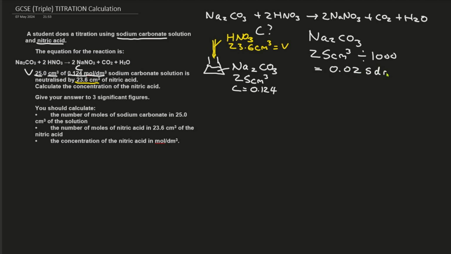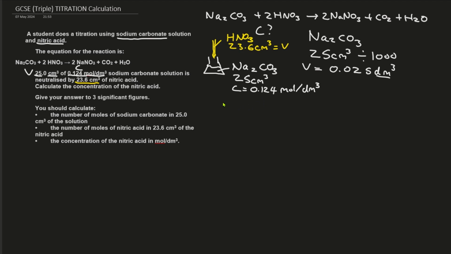0.025 decimeters cubed. Now, what's really important here is to understand that we need to have the units the same, because if I've got my concentration in moles per decimeters cubed, then I must have my volume in decimeters cubed as well. So we are using the same units. It will then work out and be calculated accurately. All right, keep that in mind, especially for any type of calculations, whether it be in physics or chemistry.